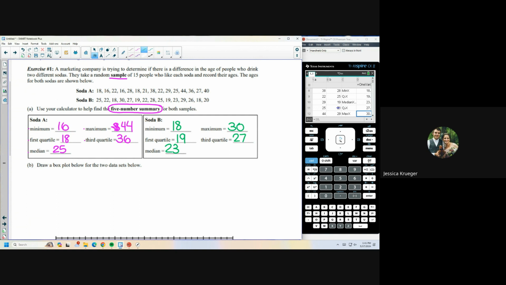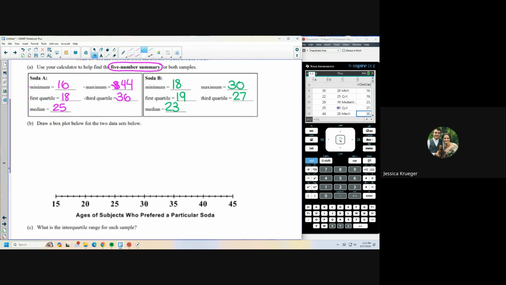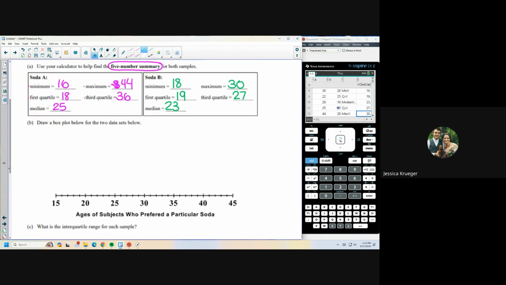Now it says draw a box plot below for the two data sets. Here's how you draw a box plot. We're going to draw one of the box plots towards the top of this section and the second one right underneath it. So the first one we'll do is soda A. The minimum is 16. So I'm going to come over here to 16. I'm going to put a dot. The first quartile is 18. I'm going to put a dot there. The median is 25. Put a dot there. Third quartile is 36. I'll put a dot there. And the maximum is 44. I'll put a dot there.